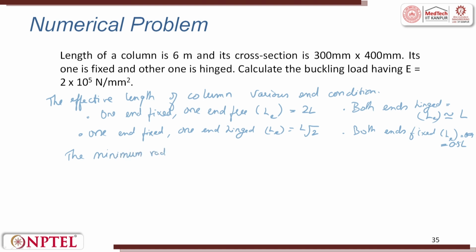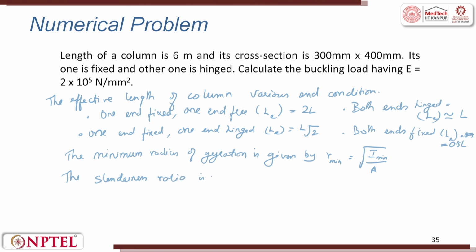The minimum radius of gyration is given by R min is equal to root of I min by A. The slenderness ratio is given by SR is equal to LE by R min.